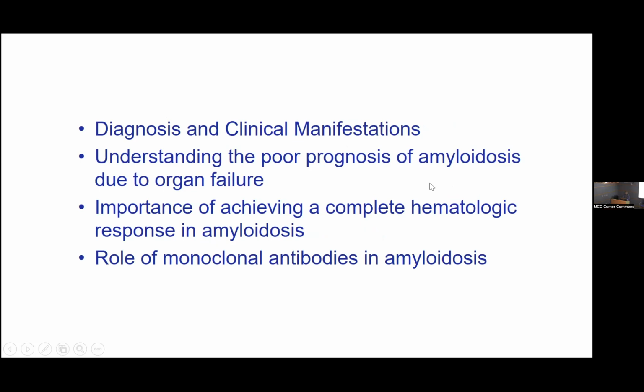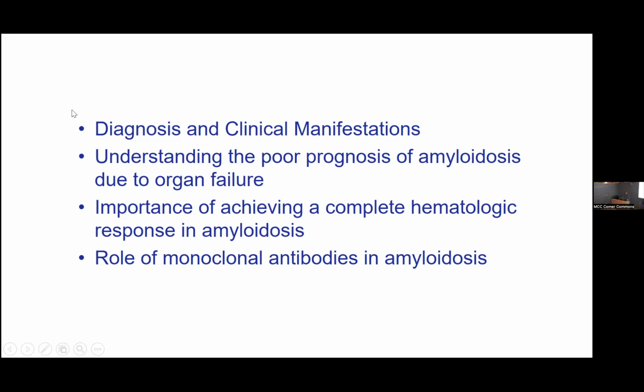We'll understand the poor prognosis of amyloidosis due to organ failure, mainly AL light chain amyloidosis. And if you're going to remember anything, it's usually on the heme board. The biggest determination of prognosis in light chain amyloidosis is what? Yeah, cardiac involvement, which we measure by BNP or pro-BNP and troponin. Those are the two biggest determinants of prognosis in amyloidosis.